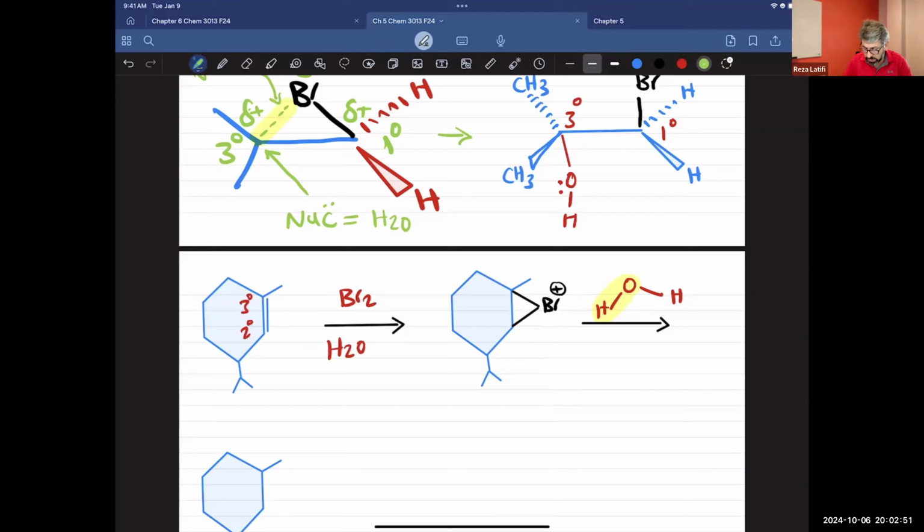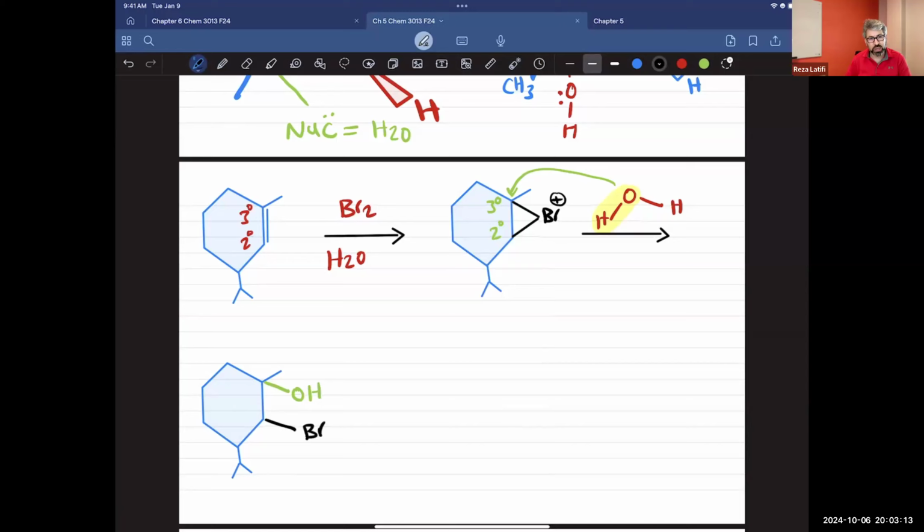Okay, the question is which carbon? We have a tertiary carbon and a secondary carbon, and OH is going to attack the tertiary carbon. And in that case, if we attack the tertiary carbon, we will have OH in this position, and the bromide is going to be here. Okay, and of course, I'm going to get enantiomers.